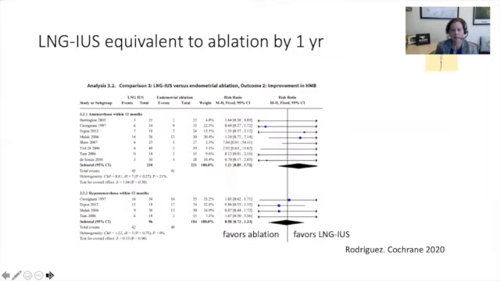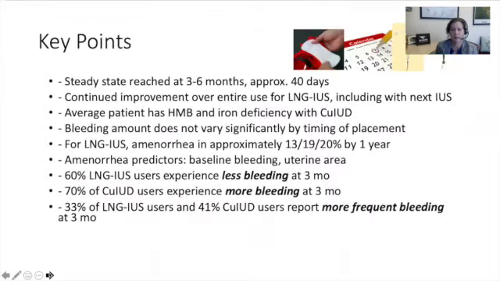Finally, IUS is considered equivalent to ablation by 1 year for amenorrhea, hypomenorrhea, and satisfaction outcomes. So it is a really successful alternative to more invasive therapies for heavy bleeding. Next slide. And in conclusion, steady state bleeding is reached in 3 to 6 months for most patients, with initial bleeding episodes averaging about 40 days for both IUD types. There is continued improvement over the entire IUS length of use, including into the next one.